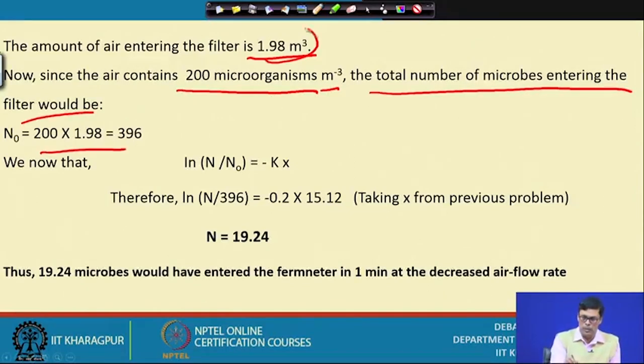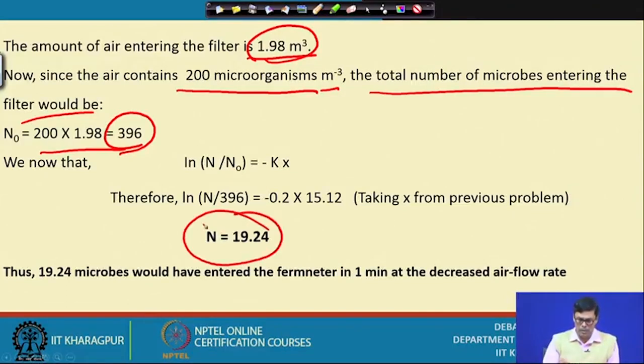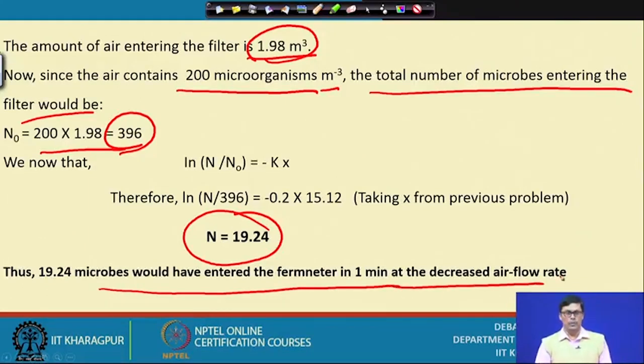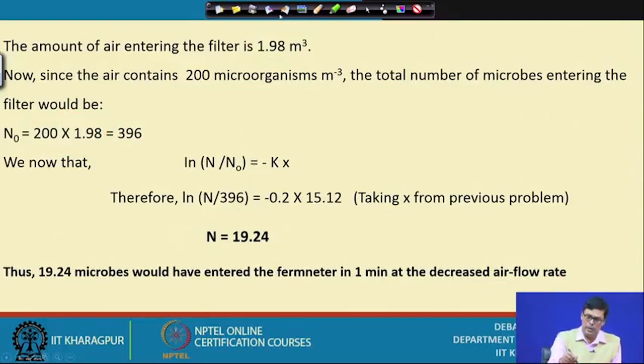So, we know this volume, and we can easily find out the N0 value. Now, if we know the N0 value, we can find the N value, that is, how many organisms will leave the filter. So, 90 microorganisms entered the fermenter in 1 minute at the decreased air flow rate. So, this we can do very easily.